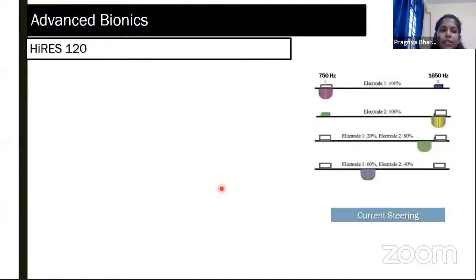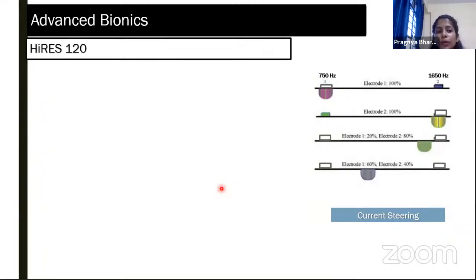Going to Advanced Bionics. From the beginning, Advanced Bionics has relied more on envelope coding or a rate coding strategy. They believe that if acoustic information can be delivered at a faster rate at the electrode, it can give a very good depiction of the acoustic envelope and lead to better speech perception.